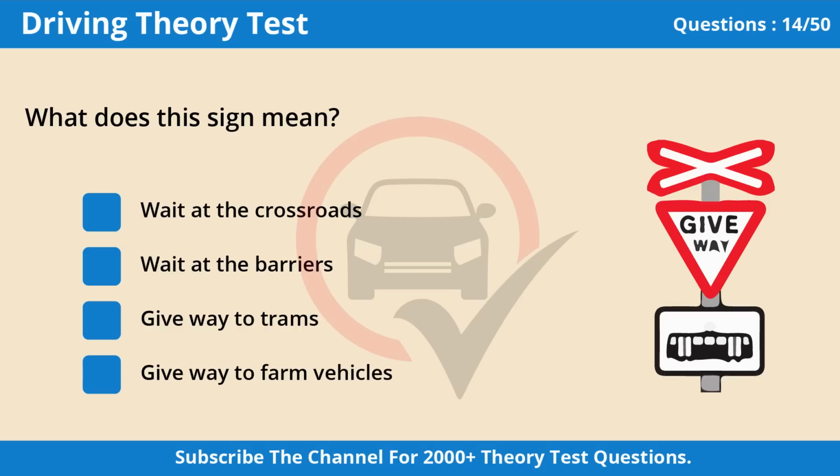Question 14. What does this sign mean? A. Wait at the crossroads. B. Wait at the barriers. C. Give way to trams. D. Give way to farm vehicles.